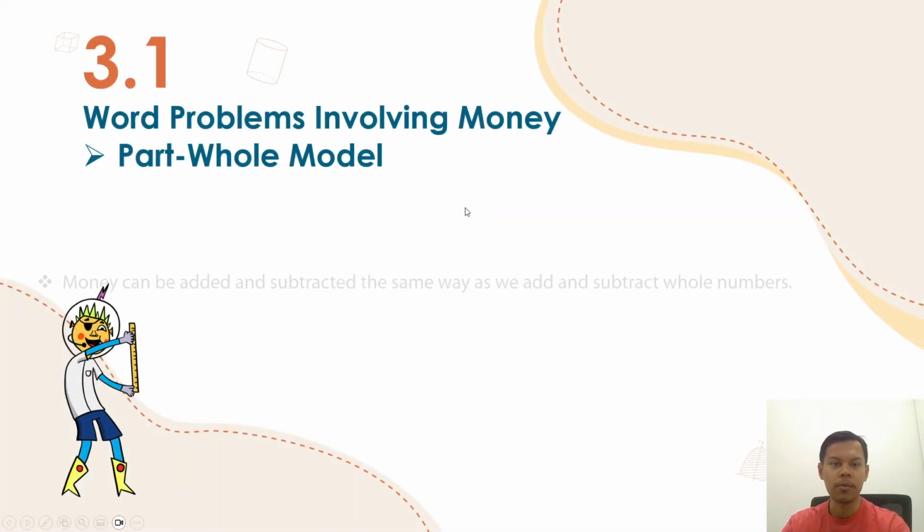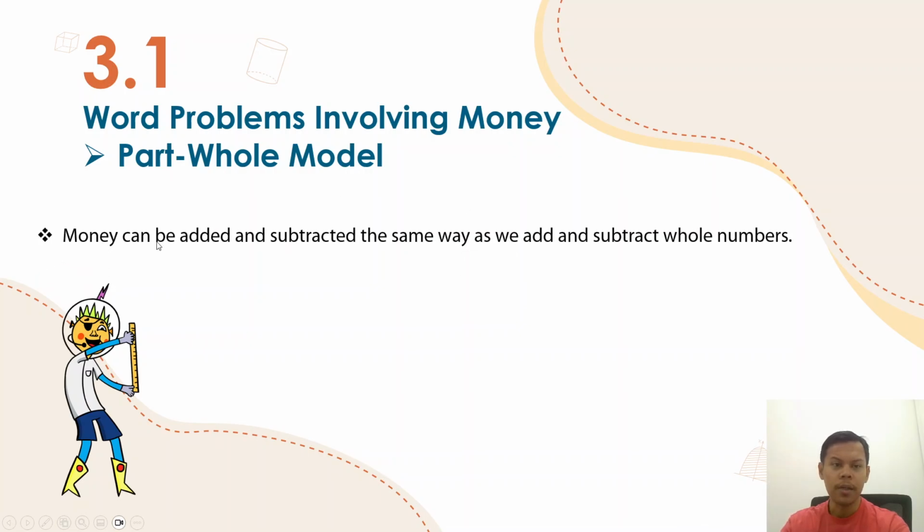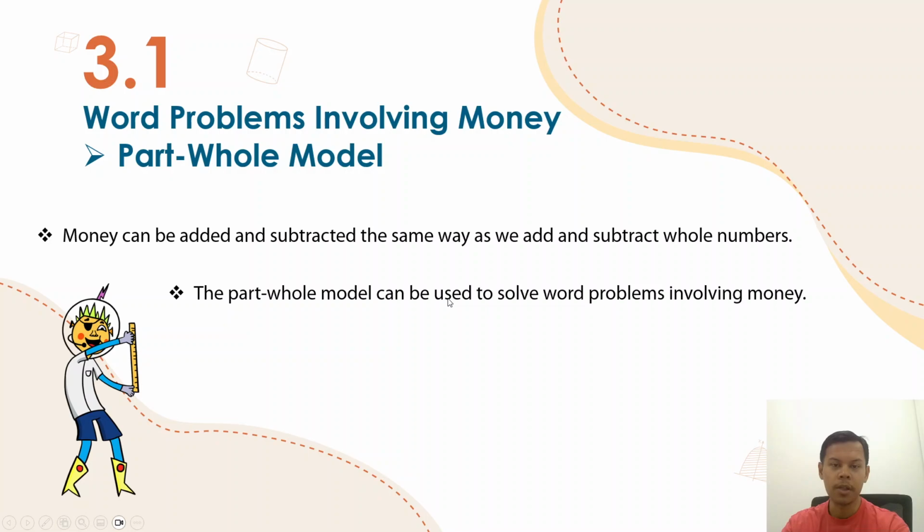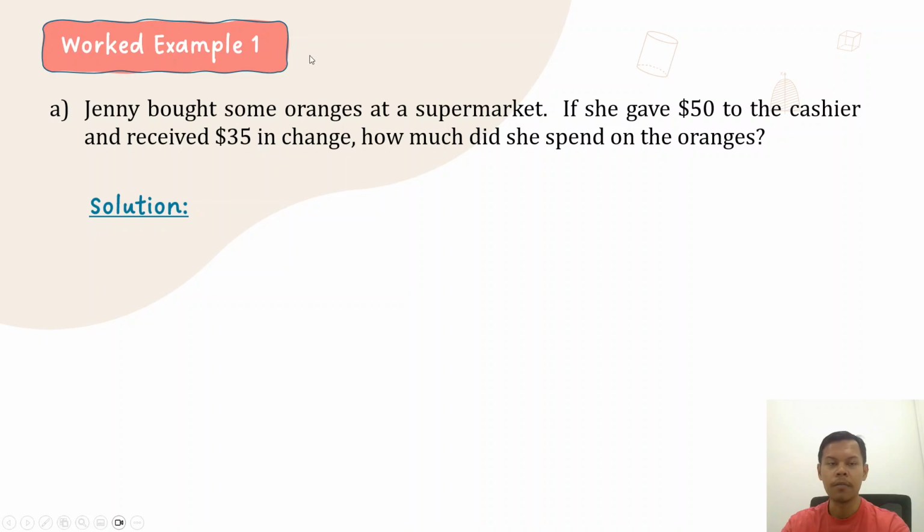The first one, part whole model. Money can be added and subtracted the same way as we add and subtract whole numbers. Okay, the part whole model can be used to solve word problems involving money. Alright, here is the first example. Jenny bought some oranges at a supermarket. If she gave $50 to the cashier and received $35 in change, how much did she spend on the oranges?